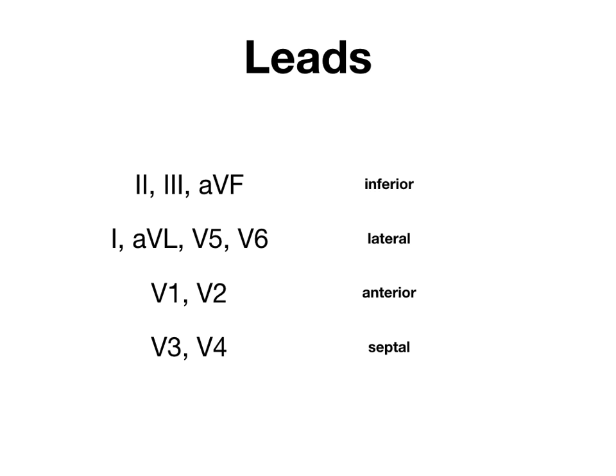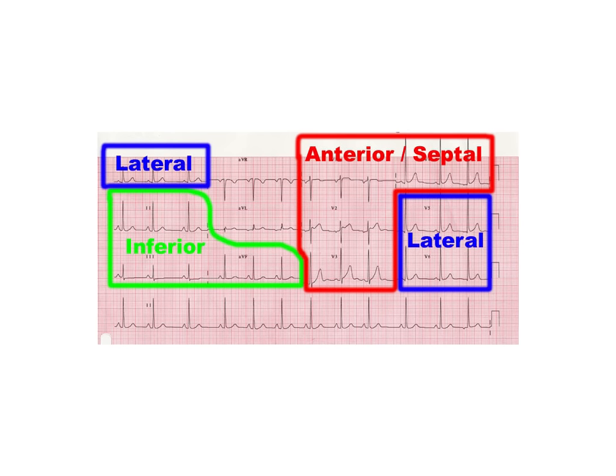Now, oftentimes, V1, V2, V3, and V4 are all grouped into one category of 4 leads, which we call anteroseptal. And this is what that looks like. The reason this is important is because when you see different changes in these leads, you have to know which leads we're talking about. So if you see changes in 2, 3, or AVF, the pathology is inferiorly located. Those are the inferior leads shown here in green.